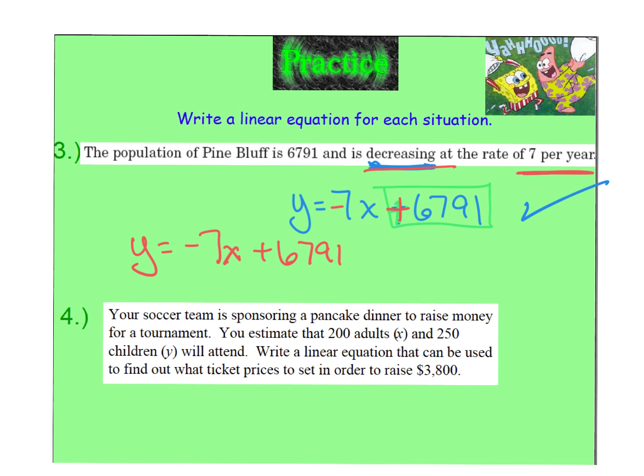Your soccer team is sponsoring a pancake dinner to raise money for a tournament. You estimate that you have 200 adults and 250 students attending, so that you are going to raise $3,800.